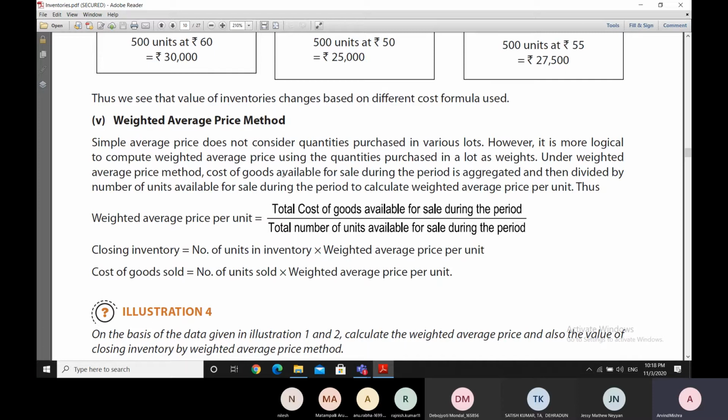So therefore, the formula should be something like this. Weighted average price per unit should be equal to the total cost of the goods available for sale during that period divided by the total number of units available for sale during that period. So this available for sale wording is important here. And once we get the weighted average price per unit, we can calculate the closing inventory by multiplying the weighted average price per unit with the number of units in the inventory.